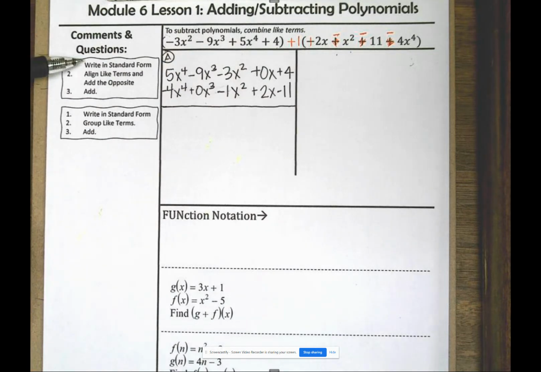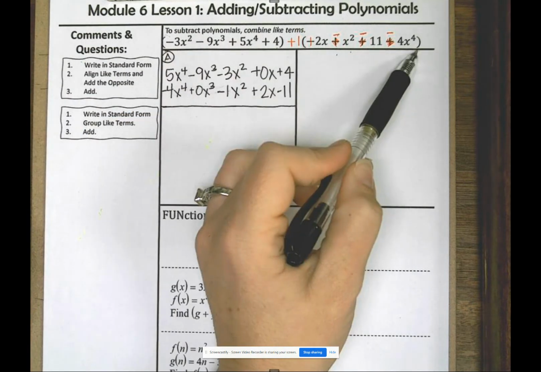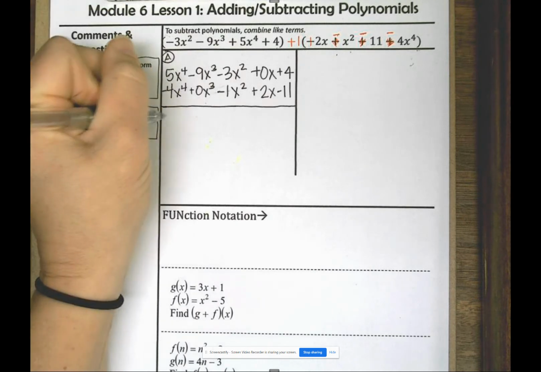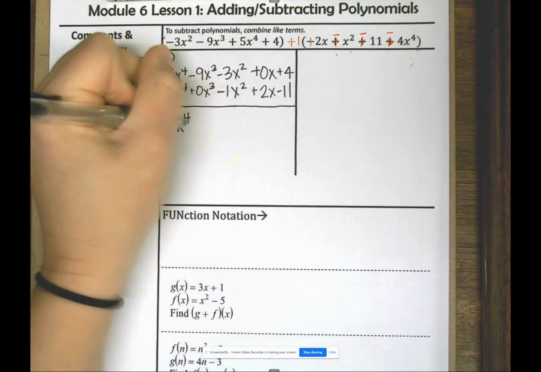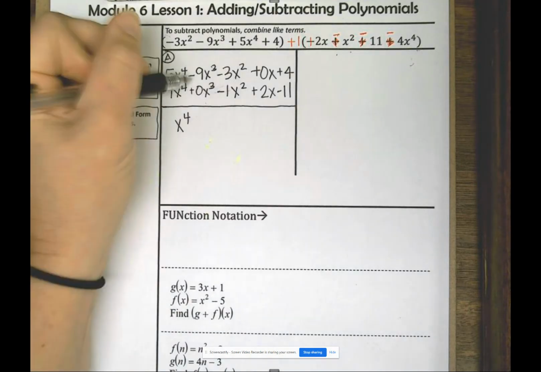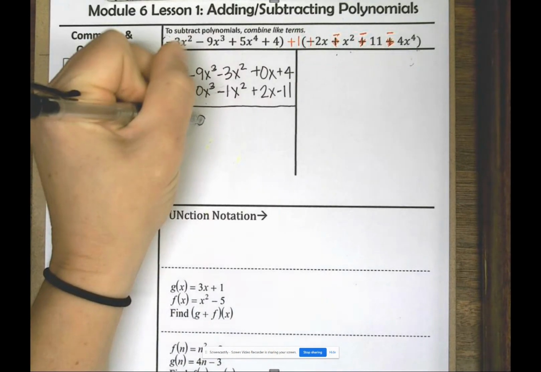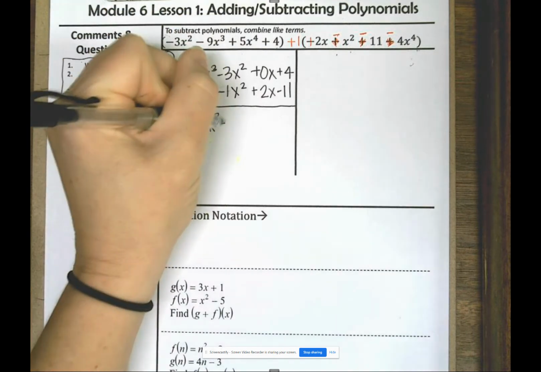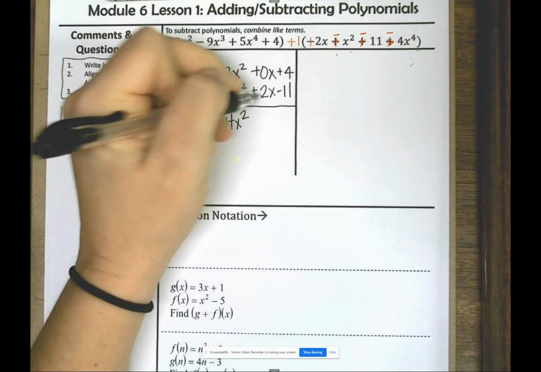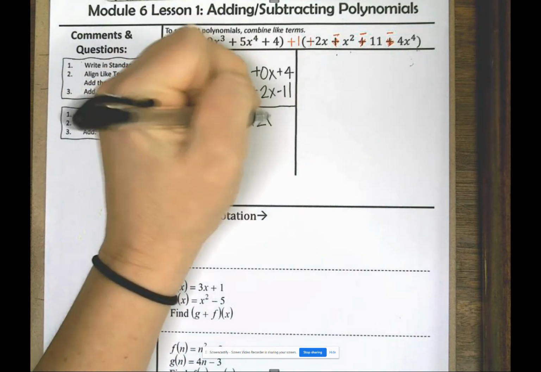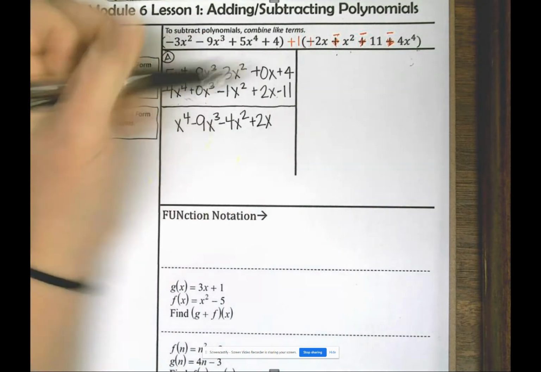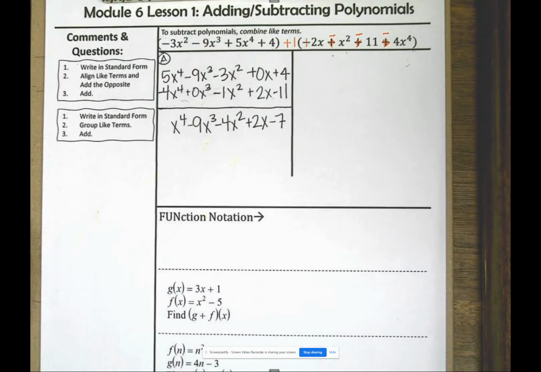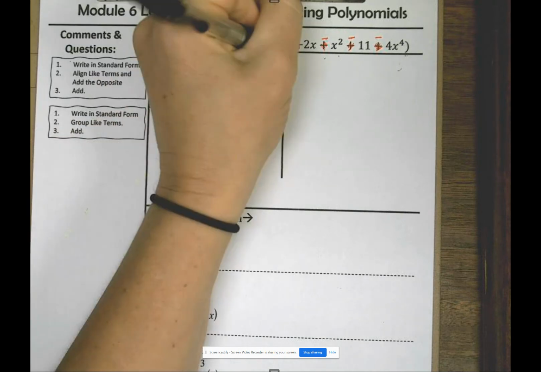And so the only thing that we did differently is that we had to change the signs, and then we're going to add like normal. So 5 minus 4 gives me 1x to the 4th. I don't need to write the 1. That's not its simplest term. I'm just going to write x to the 4th. -9 and a 0 gives me -9x cubed. -3 and -1 gives me -4x squared. 2 plus 0 is 2x. And +4 and -11 is -7. Again, if I'm talking way too fast, you guys can always pause it and double check what you're doing and check your work.